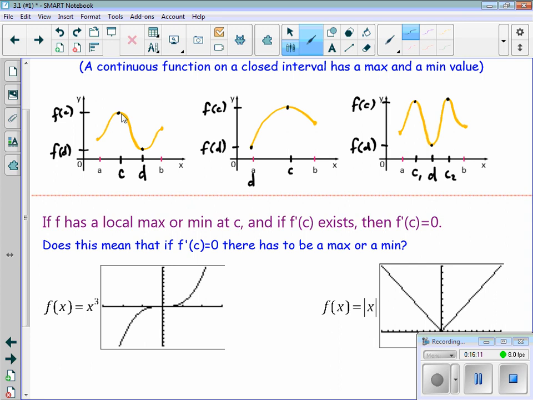So look at this, let's say local max here. Do you see how the derivative is 0? The slope is 0 there. Same thing here, here, here, here. So this is true. So does this mean that if the slope is 0, there has to be a max or a min? No, look at this example. Doesn't it have a slope of 0 right here? Does that mean that it has to be a max or min? No. So here we're going to say no, and we can literally just point to that graph.